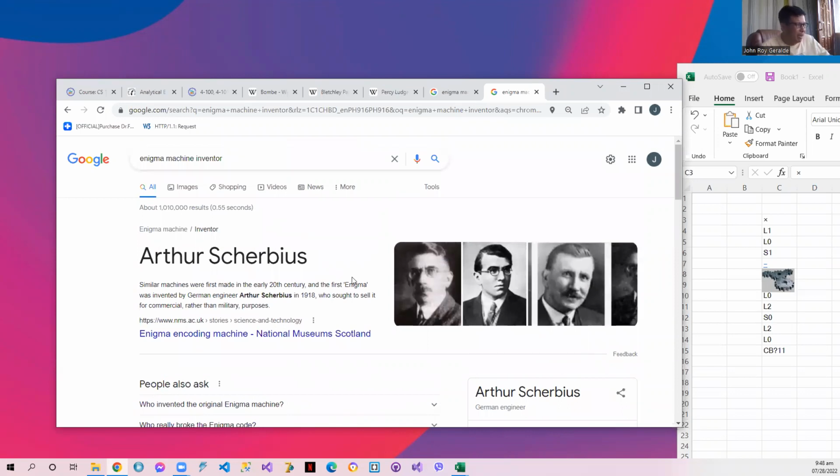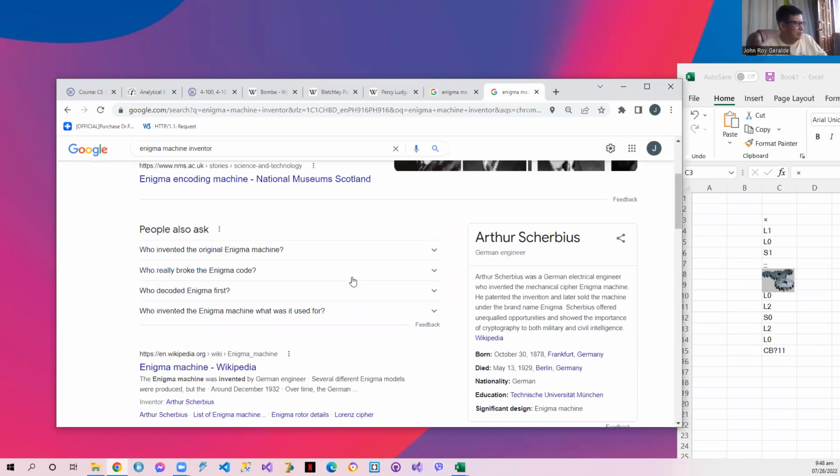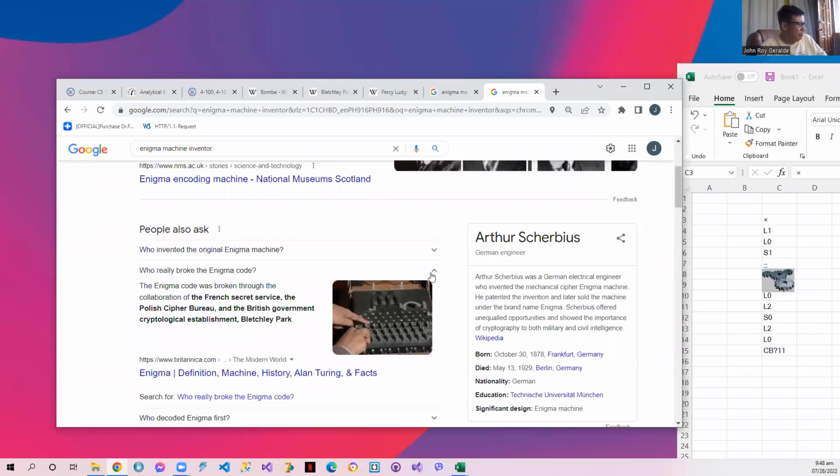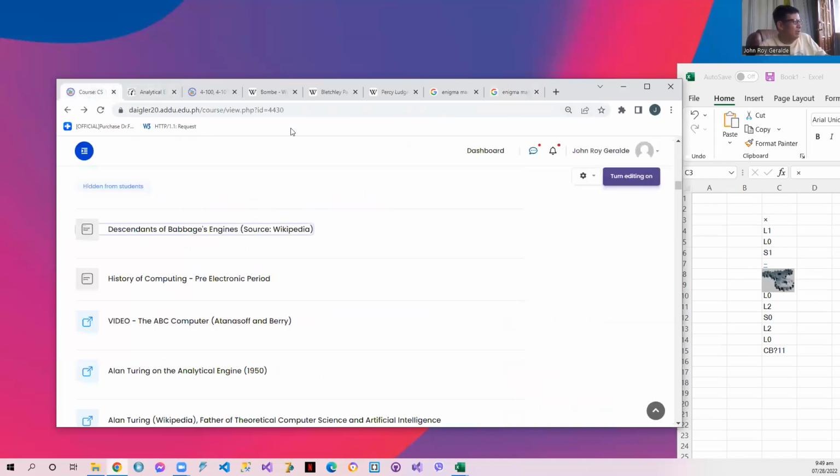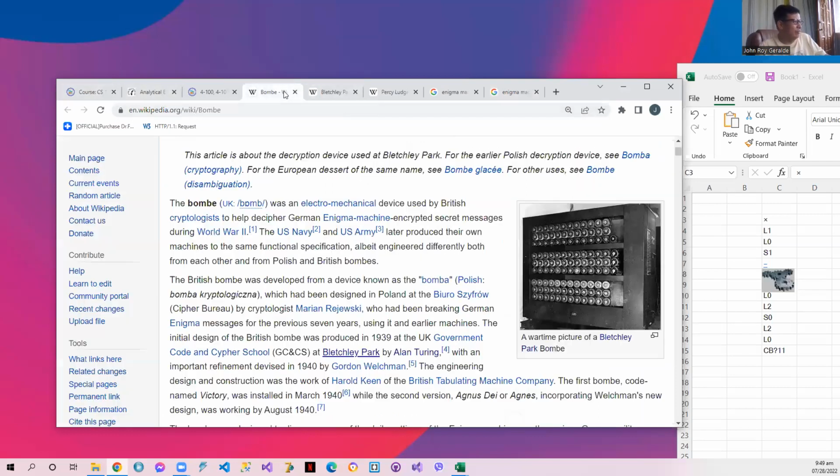It was invented in 1918. And who broke the Enigma code? The British government cryptology establishment at Bletchley Park. It was a secret mission, and the team was held secret, but nowadays people know that the team was headed by Alan Turing. And the main code breaker was really Alan Turing. Do you follow?